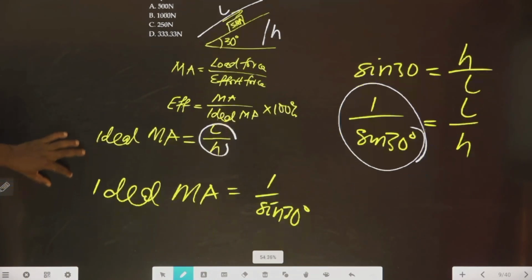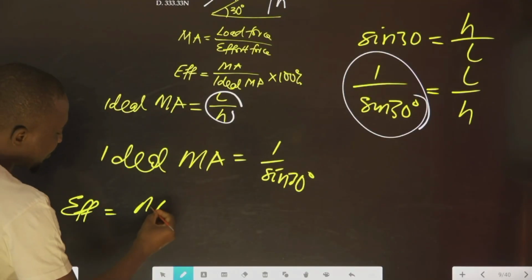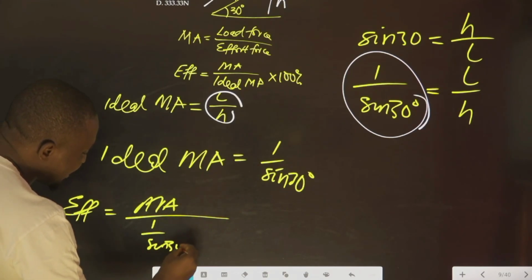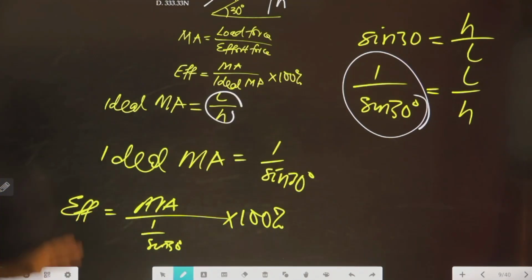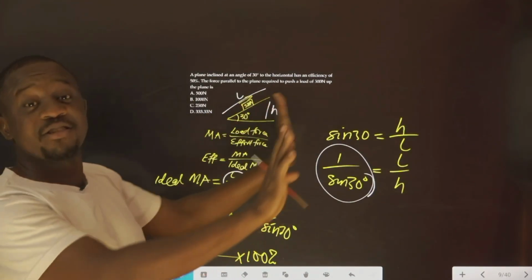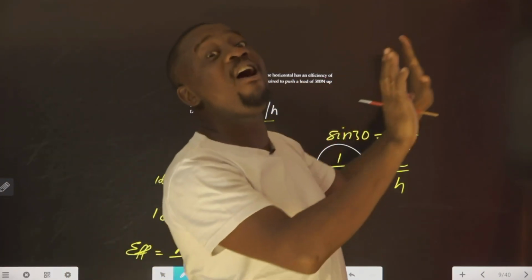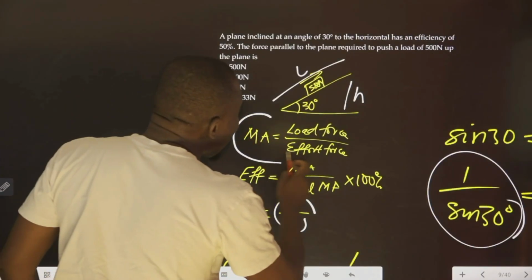So therefore, I will come back to this efficiency. I say it's MA, again, over this, 1 over sine 30 degrees multiplied by 100%. You get it? So the next thing now is, what are we even looking for? We are looking for the force required to push it upwards. That is the effort. And today we agree that this is effort.